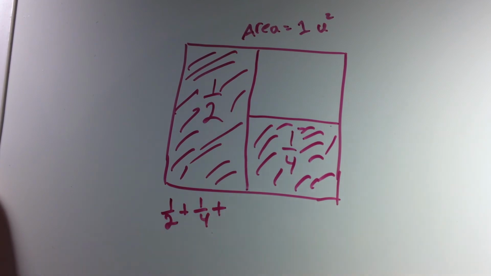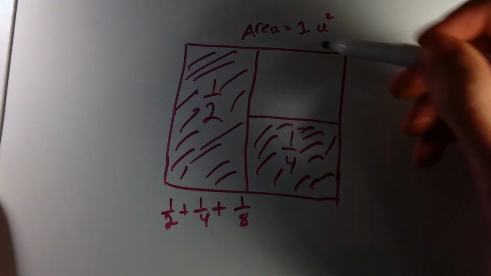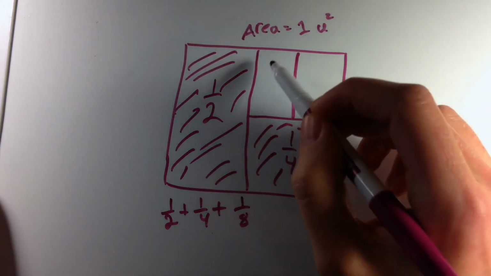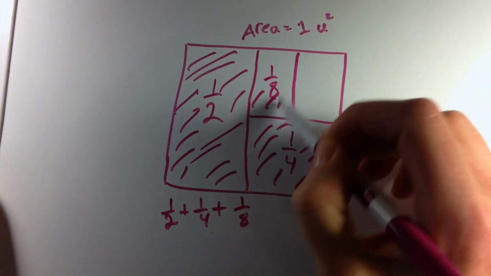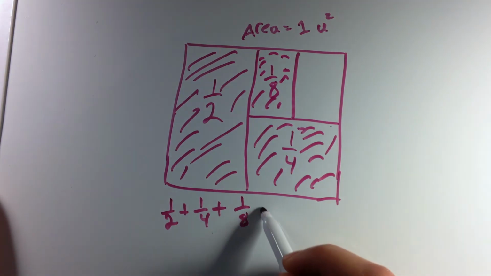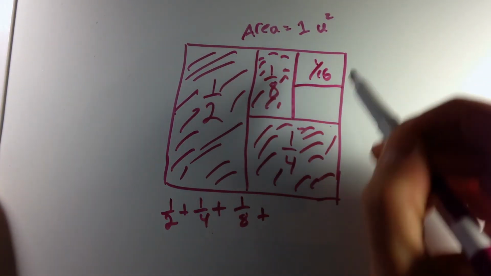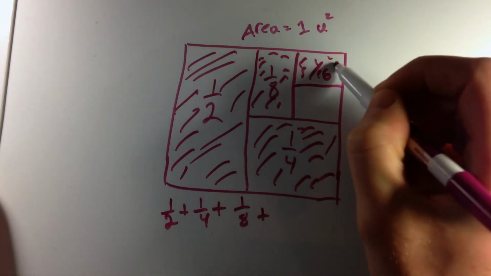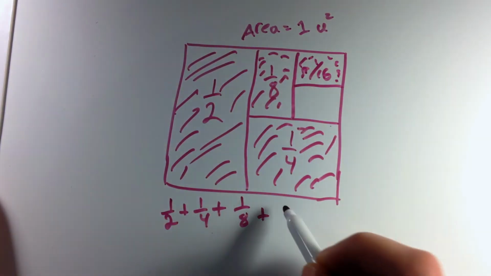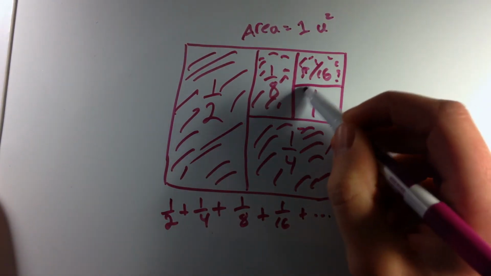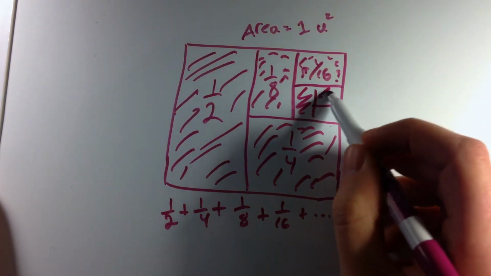And if I wanted to add an 1/8, I could break this quarter down in half, which gets us an 1/8. Want to add a 1/16. And so on. I can keep cutting the leftover space in half.